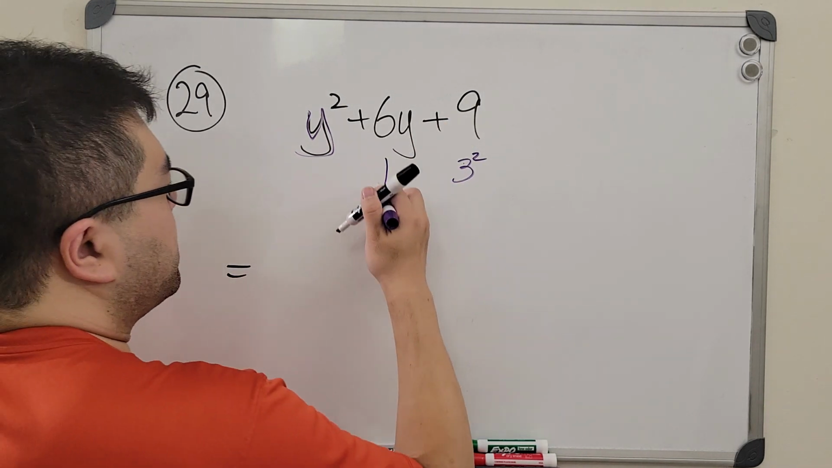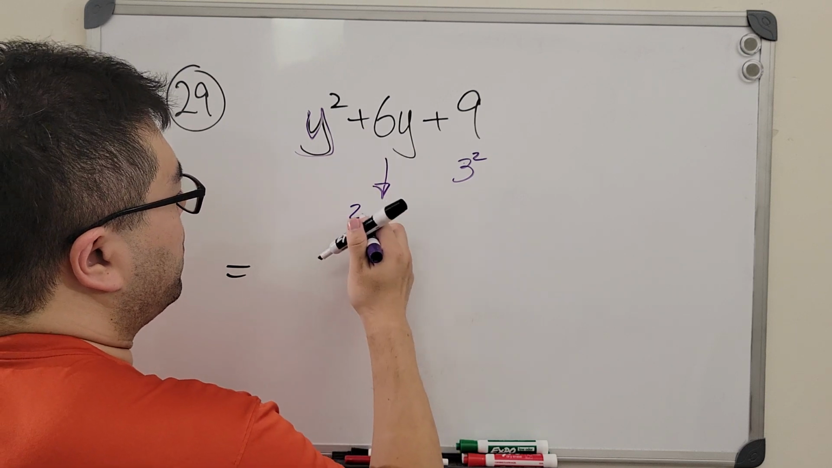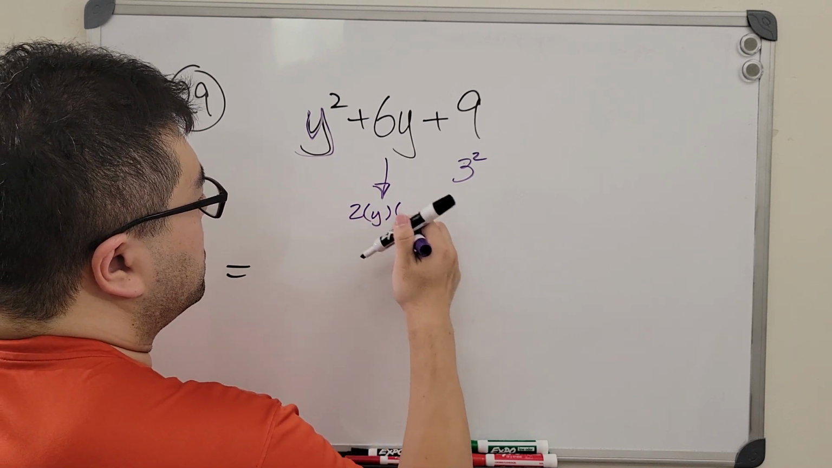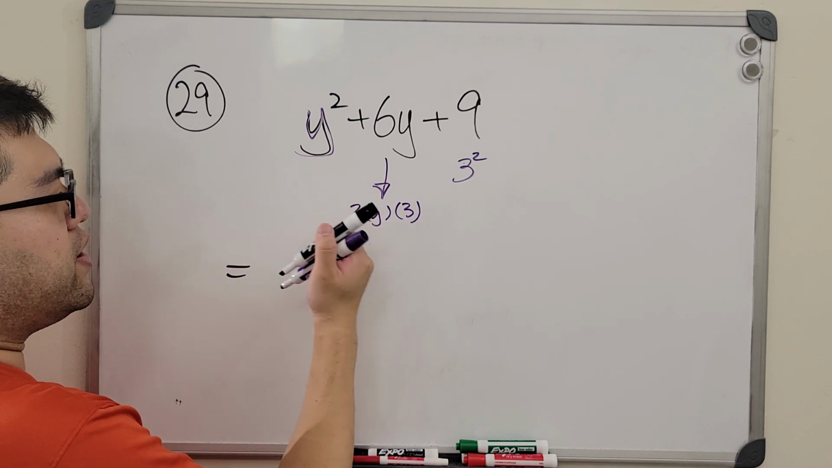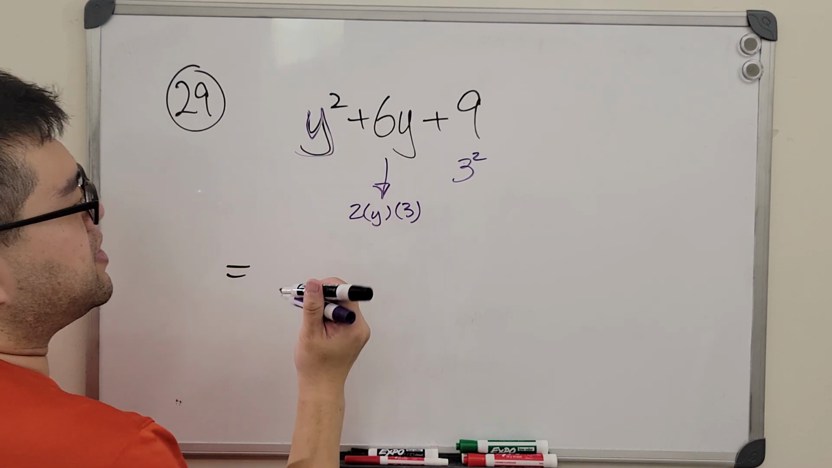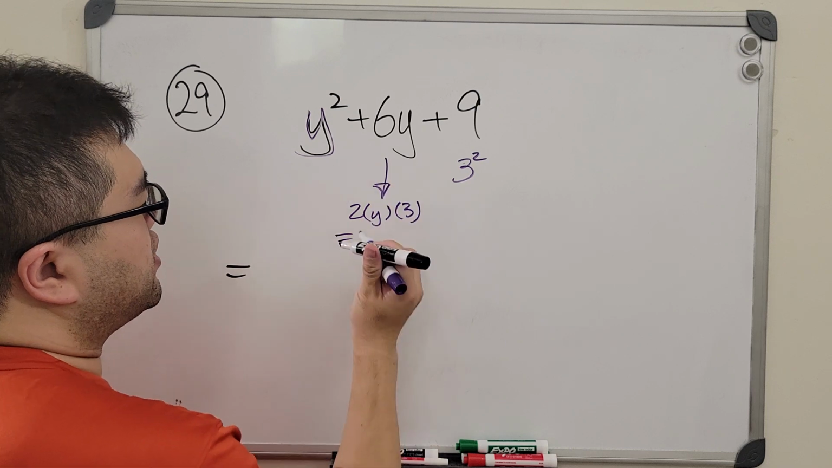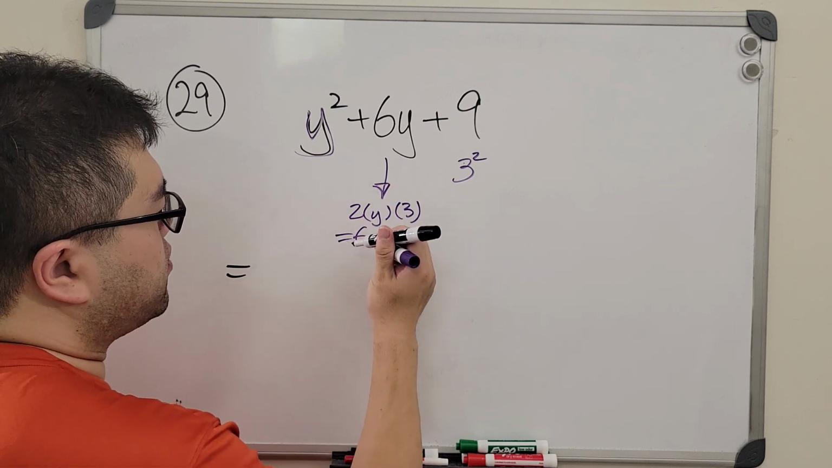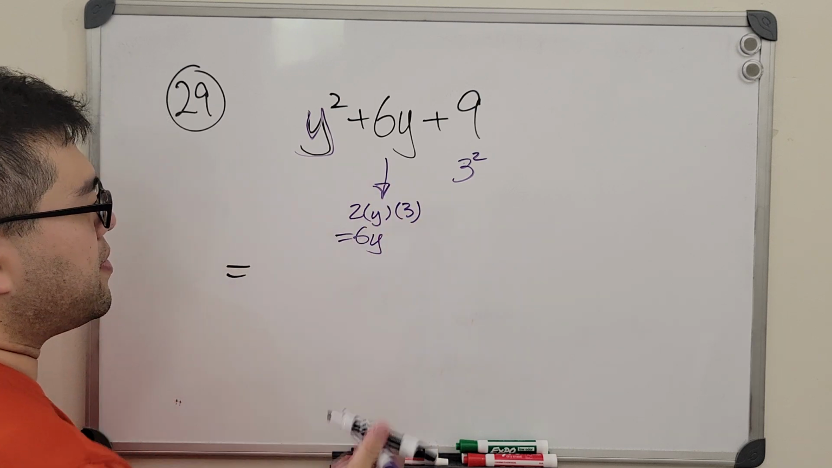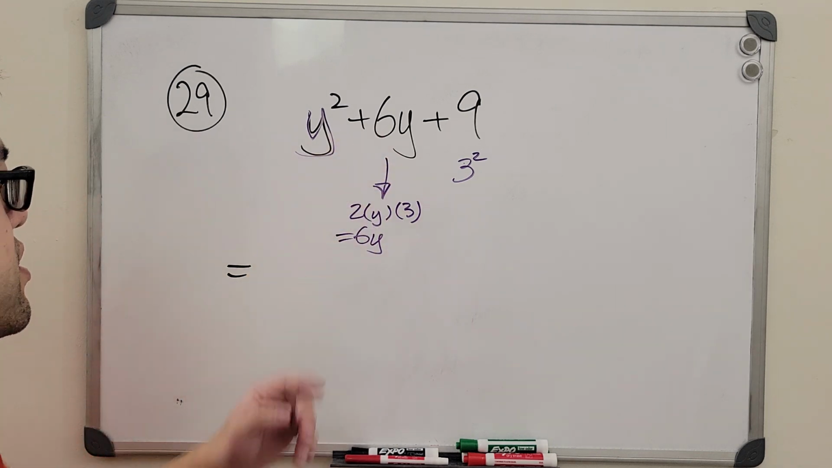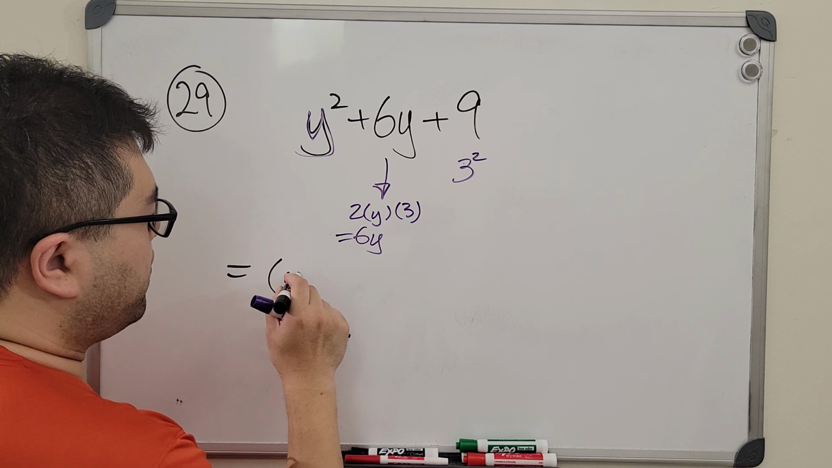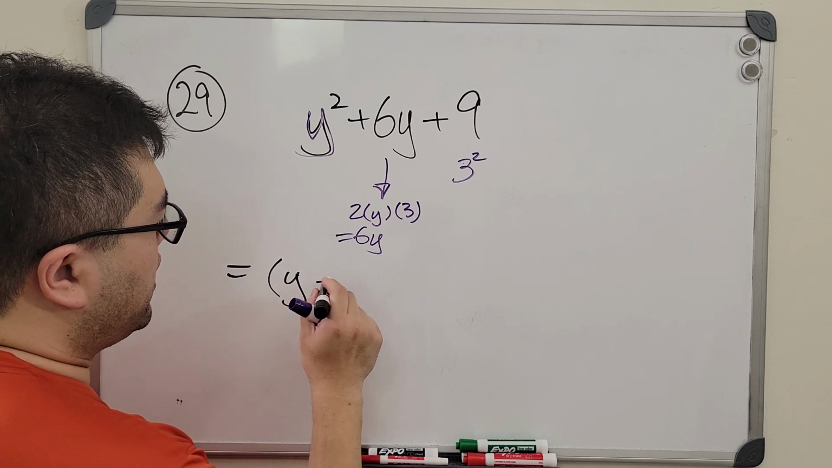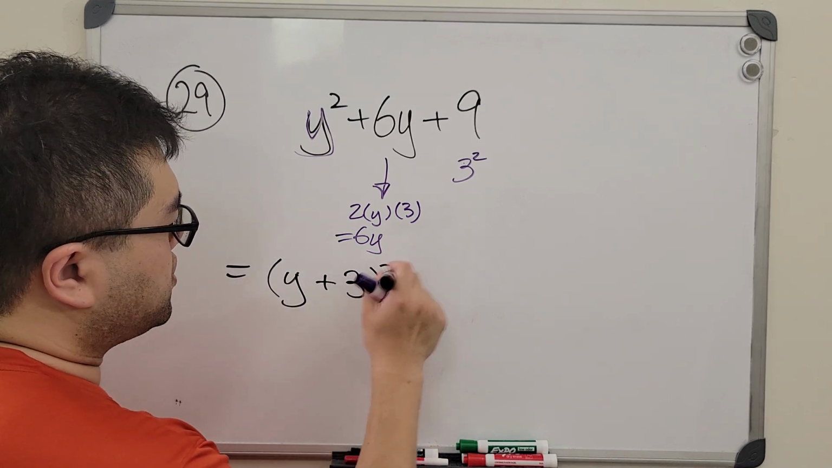Then the thing that we need to check is if we multiply those two assumptions, y and 3, and then times 2, does that give us 6y? Yes, it does, because 2 times 3 is 6, times y is just 6y. We just put them all together. So it actually matches. So we can use the formula, and if we use the formula, we simply have y plus 3 quantity squared.